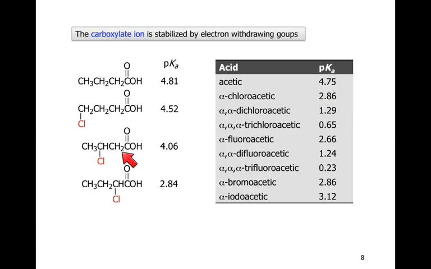If you move the chlorine, this is what we would call beta chloro butyric acid, it still has a measurable effect, but it's dropped off precipitously. And even moving it all the way out to the end of the chain, it has a measurable effect. So the electron withdrawing effect is giving a little bit of stabilization to the carboxylate ion, and so we're enhancing the acidity ever so slightly.